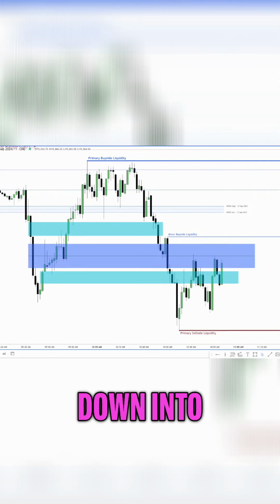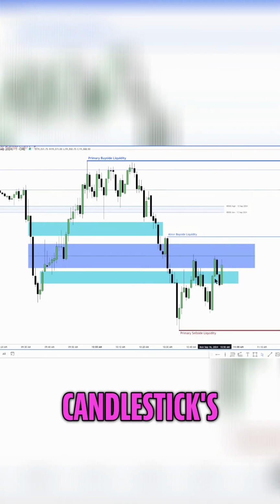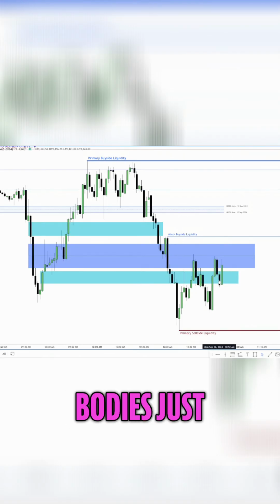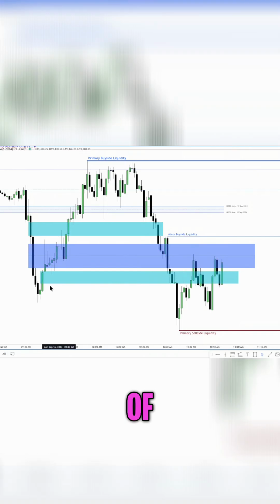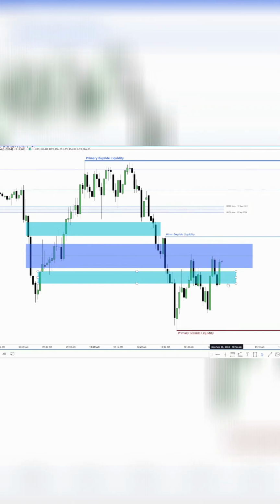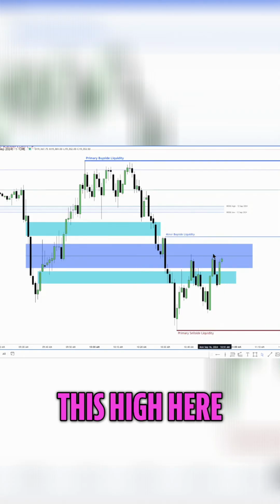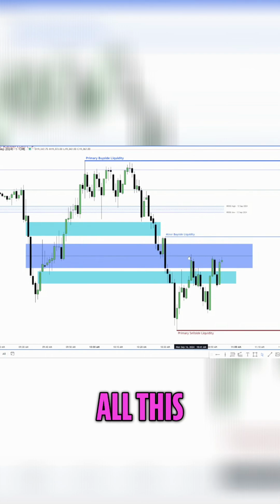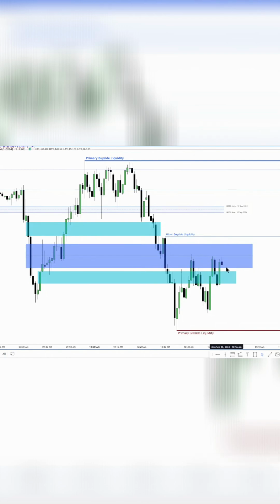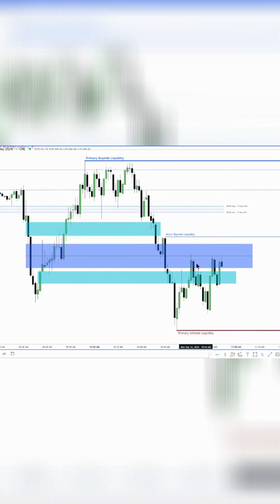So yeah, we went down into half of this gap between this candlestick's high, that candlestick's low, and the bodies just went outside of that inefficiency's low over here. So it's left that lower portion open. So as soon as we trade above this high here, that cancels this inability to move to the upper half up here of this inefficiency.